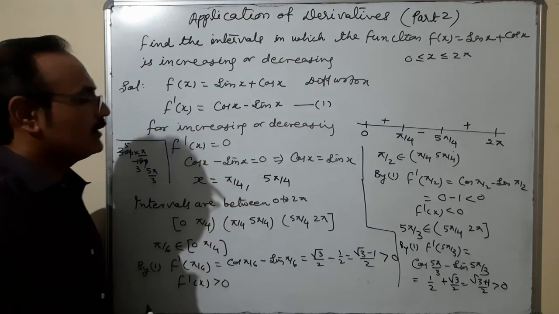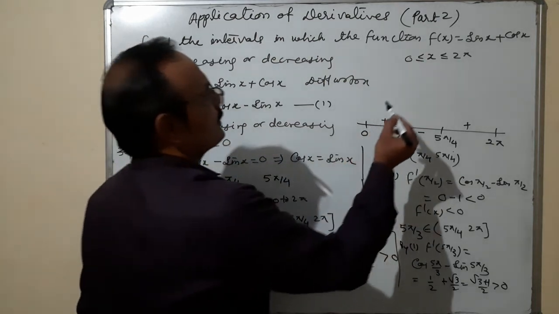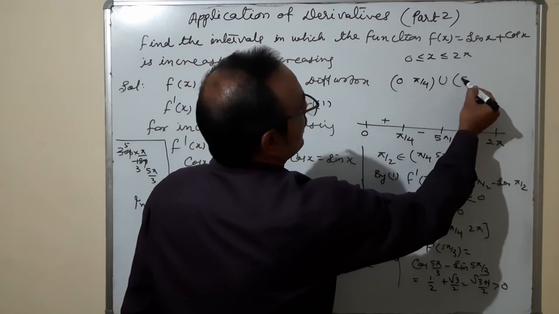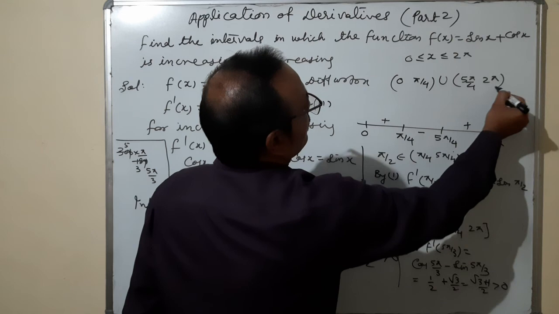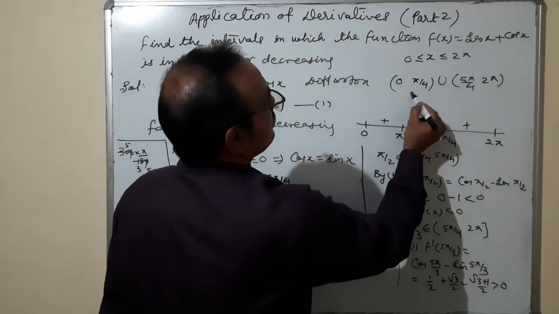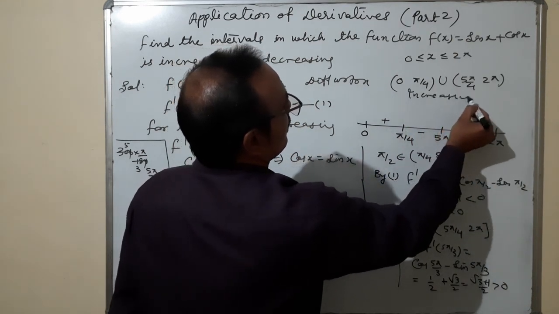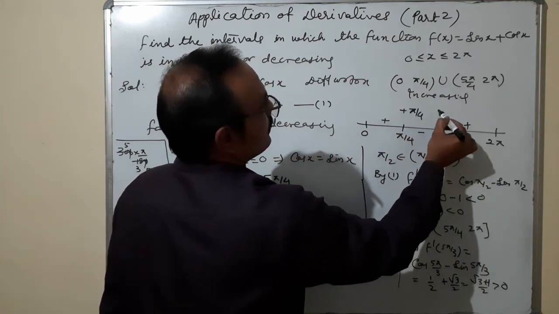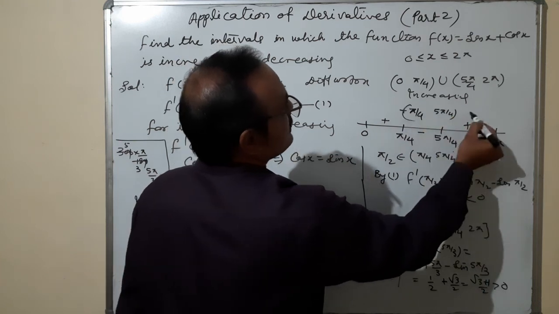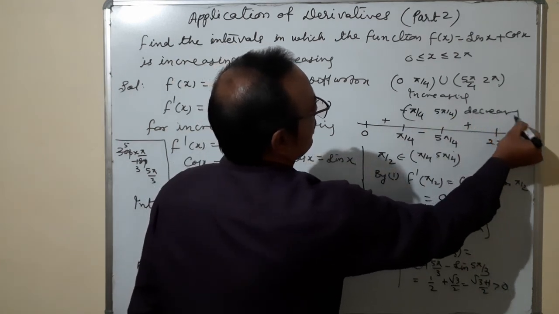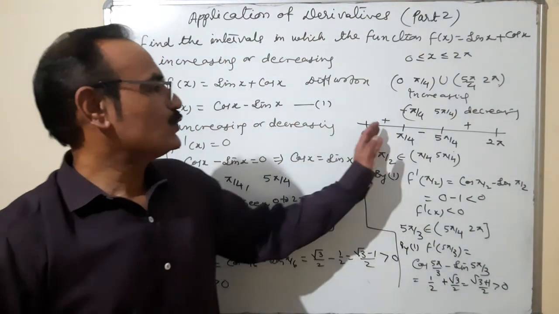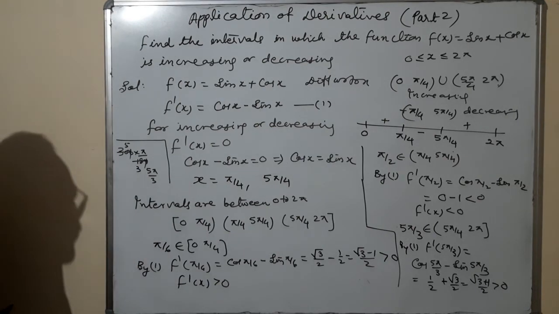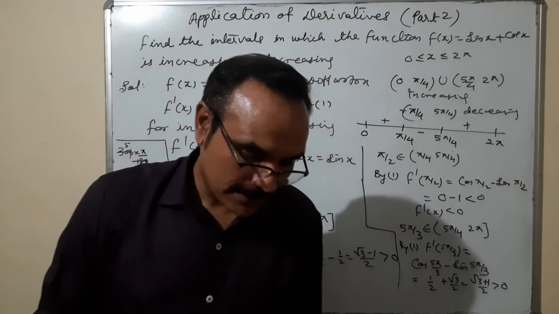So what does it mean? In two intervals, 0 to pi by 4 and 5 pi by 4 to 2 pi, this is increasing. And the remaining, pi by 4 to 5 pi by 4, it is decreasing. So there are three intervals. In two intervals the function is increasing and in one it is decreasing. Okay, that is this exercise 6.2.